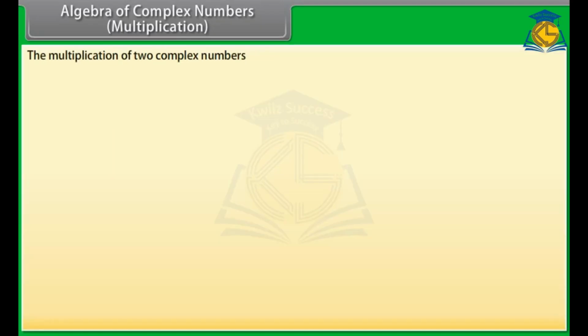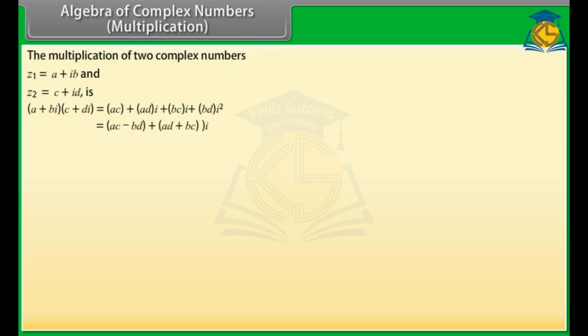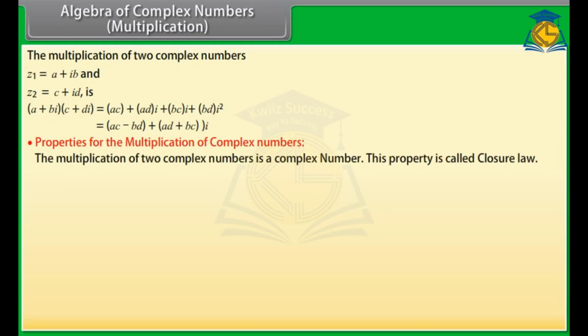Algebra of complex numbers. Multiplication. The multiplication of two complex numbers Z1 and Z2 is ac minus bd plus ad plus bc iota. Properties for the multiplication of complex numbers. The multiplication of two complex numbers is a complex number. This property is called closure law.